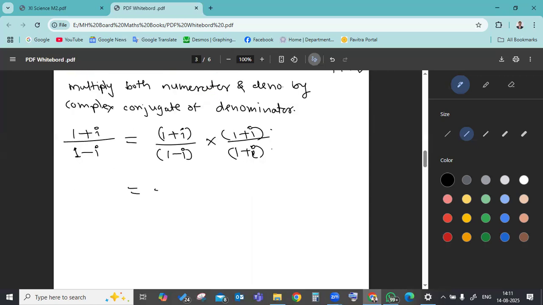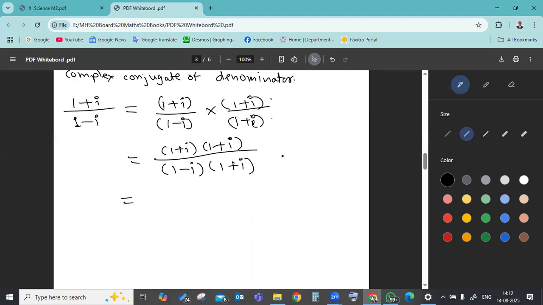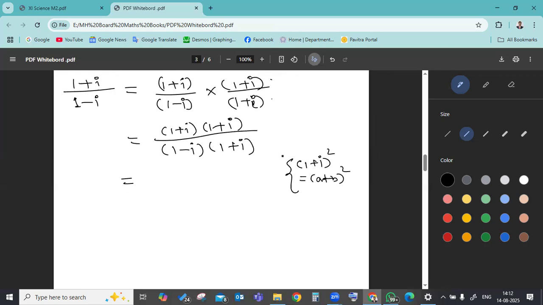Okay. Now what do we do? We multiply numerator with numerator, 1 plus i into 1 plus i, and 1 minus i into 1 plus i. Now here, what are we getting? In the numerator, 1 plus i, 1 plus i, that is 1 plus i whole square. Compare this with (a plus b) whole square and use the identity. And in the denominator, it is (a minus b)(a plus b). This will result in a square minus b square, isn't it?